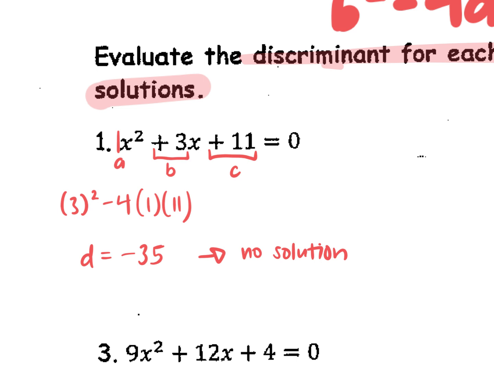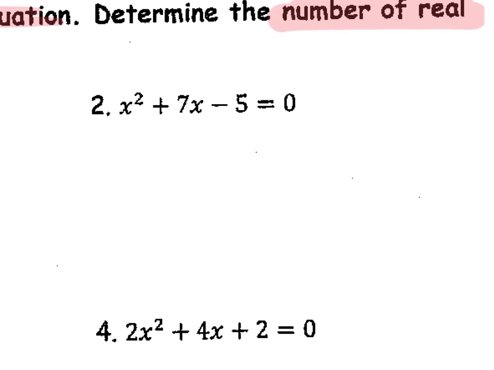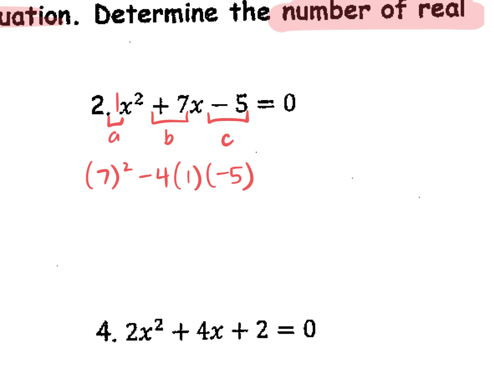Okay, moving on, number 2. Number 2, my a value is 1 in front of that x squared. My b value, positive 7. My c value is negative 5. So b squared is 7 squared minus 4ac. And if I plug that all in the calculator, my discriminant is equal to 69. And then that means if this is a positive number, I'm going to have 2 solutions.